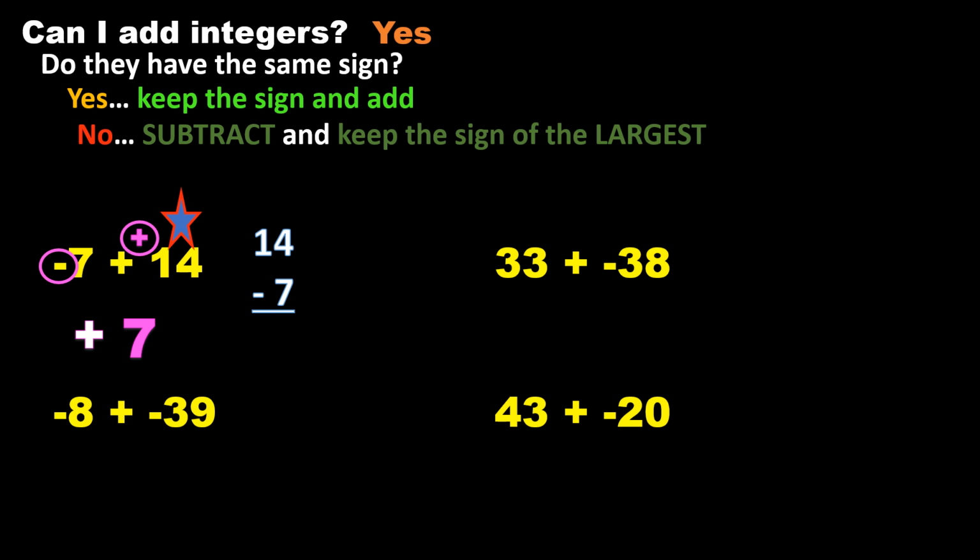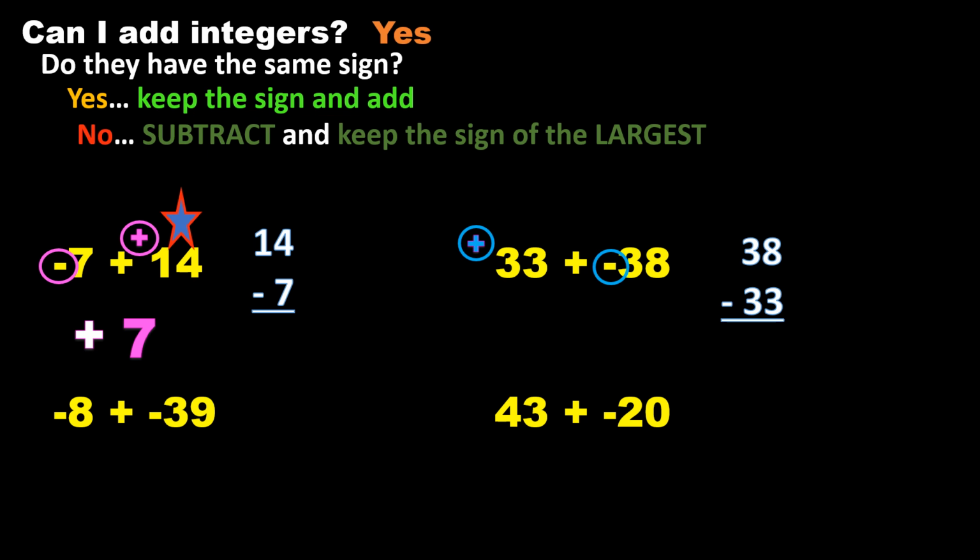Same type of math problem, but my signs are in a different order. We're still going to go through the same steps. As I look at it, I ask, do I have the same sign? No. So I know my math is going to be subtraction. I'm always going to put my largest number on top. 38 is going to go on top. I'm going to subtract 33.